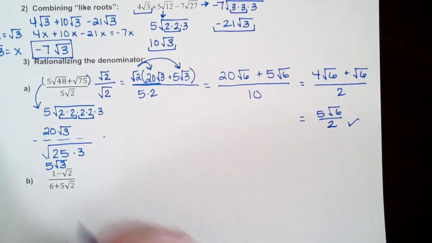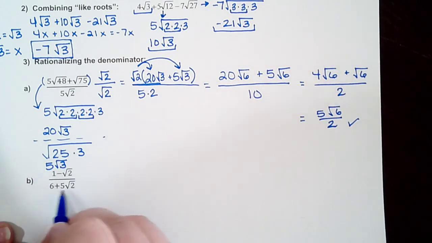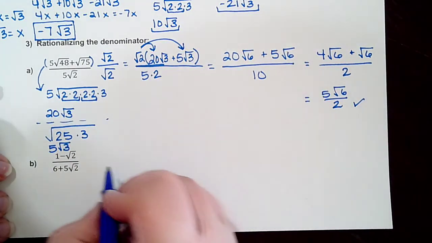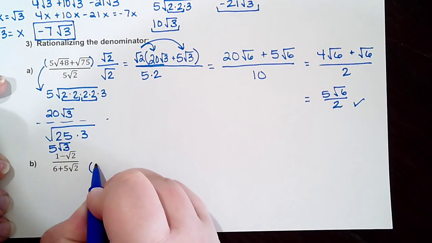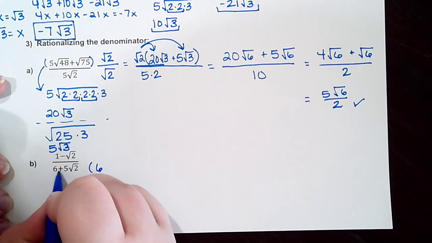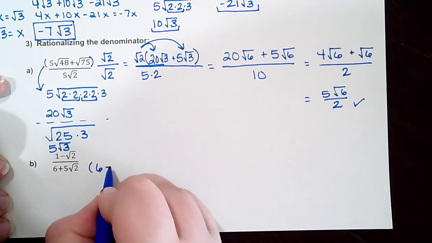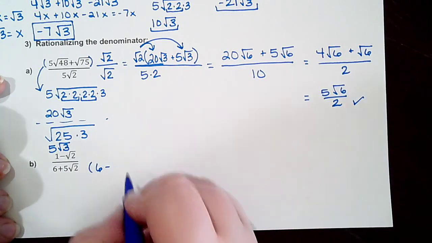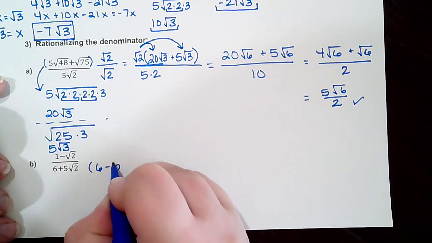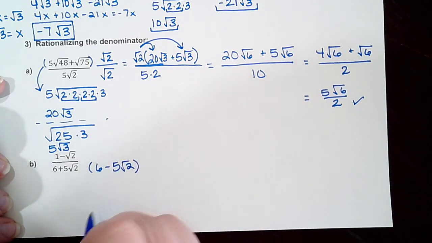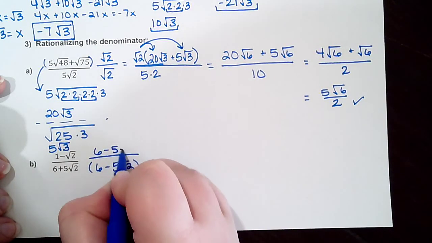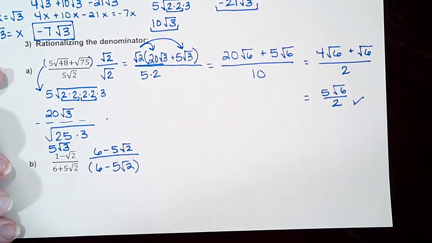All right, moving on to B here. Notice this one has 2 terms. It's a little different. Instead of simply multiplying by 1 square root, we have to multiply by the conjugate, which, if this is a plus sign, our conjugate has a minus sign. If this was a minus sign, our conjugate would obviously have a plus sign. But whatever you do to the bottom, you must do to the top. 6 minus 5 root 2. And then it's a game of foiling.